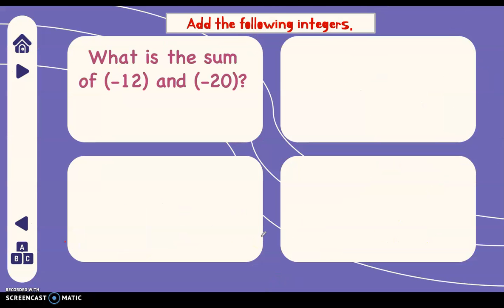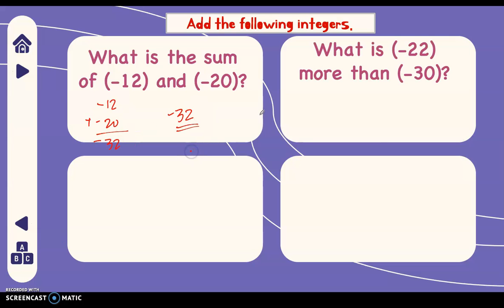What is the sum of negative 12 and negative 20? When you say sum, meaning we are going to add. And negative 12 and negative 20 have the same sign, so all you have to do is just add them as whole numbers. So we add 20 plus 12 is 32, then copy the sign which is negative, so that is the answer, negative 32.